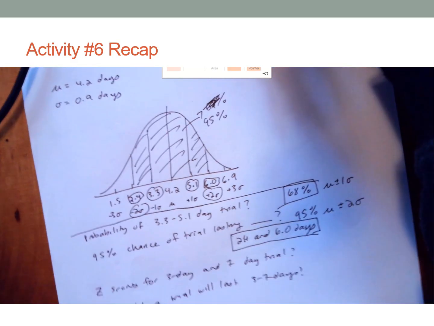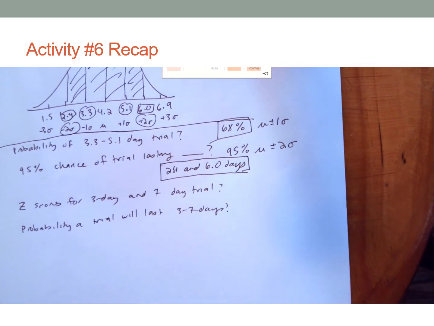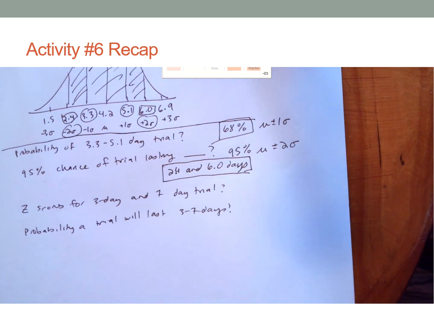Our next two questions involve the use of z-scores and the z-table. So the first thing we'll do here is we'll calculate z-scores for 3-day and 7-day trials.